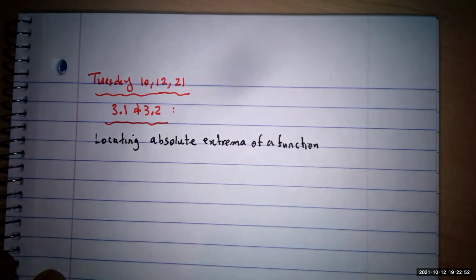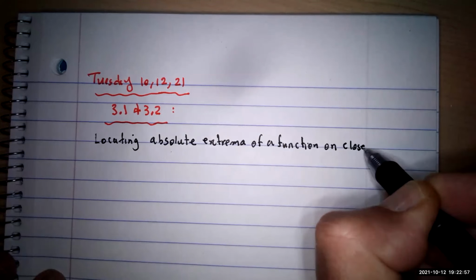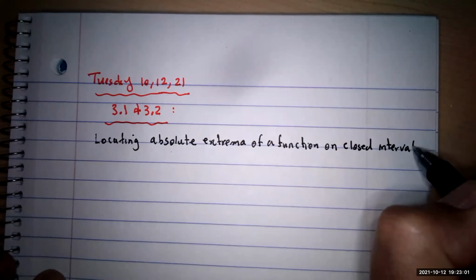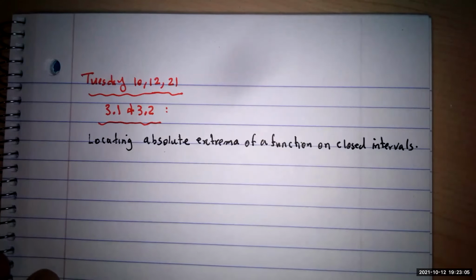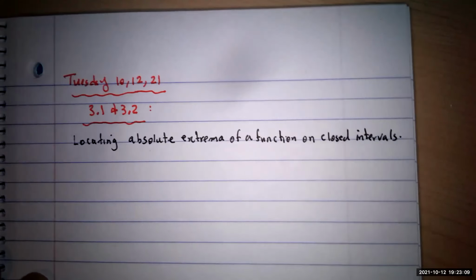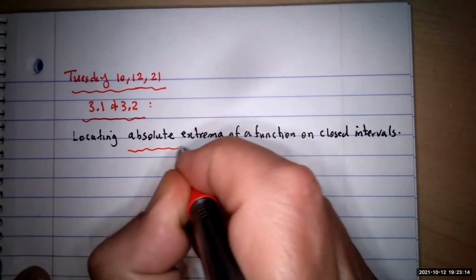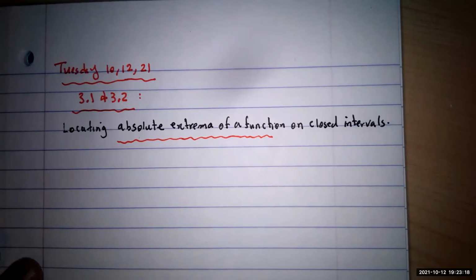On closed intervals. If you have a closed interval, we talked about it the other night too. If you have a closed interval, it's guaranteed that you are going to get one absolute maximum, one absolute minimum. So we are going to look for this one. You may wonder, what would happen to the open interval? You have to wait until the end of this chapter, where we answer that question.